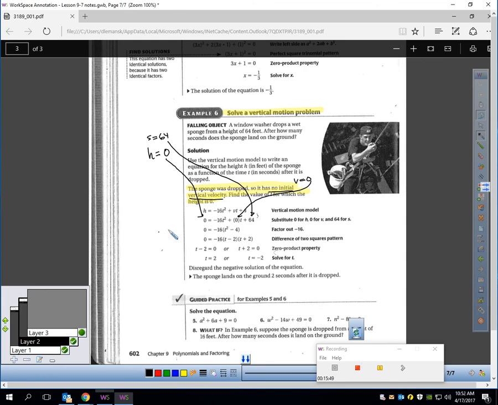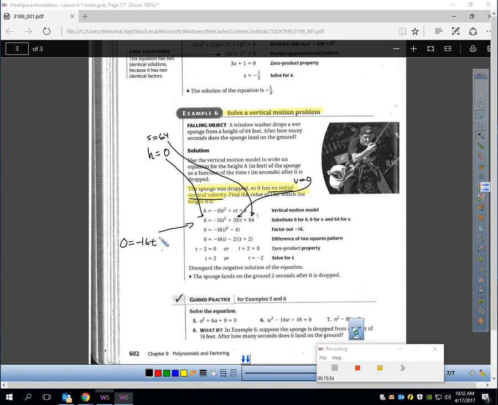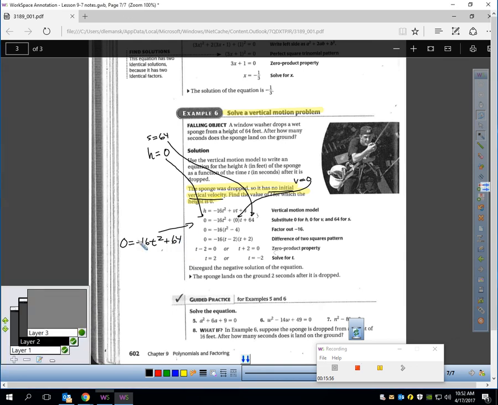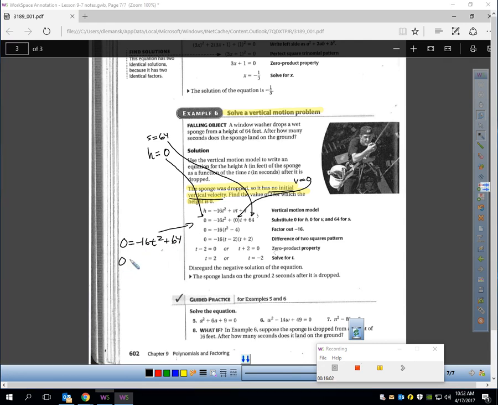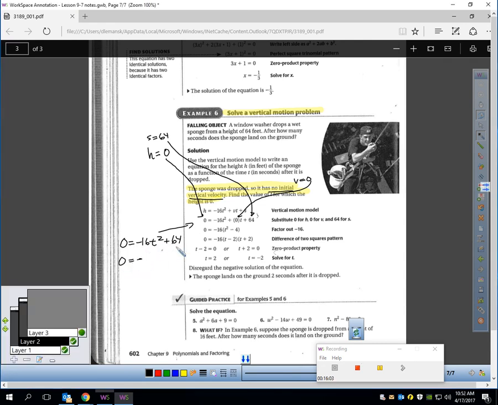So let me write this out. I have 0 equals negative 16 t squared plus 64. Okay. I never want my lead coefficient negative, and I always want to find a common factor. Well, let's factor out the negative, and I can divide both those by 16. So when I do, I get t squared minus 4 left. Now, do you notice from earlier in the video, this is a difference of perfect squares. I have t being squared, and I have 2 being squared. So the proper factoring here would just be t minus 2, t plus 2.